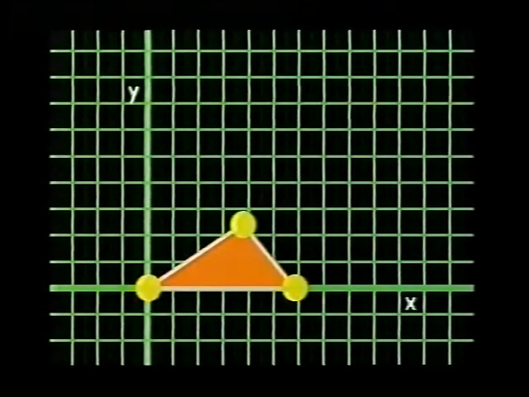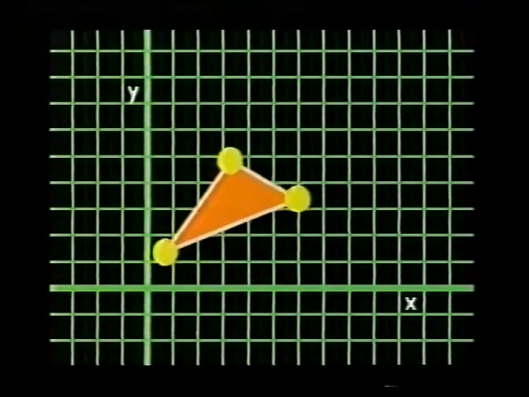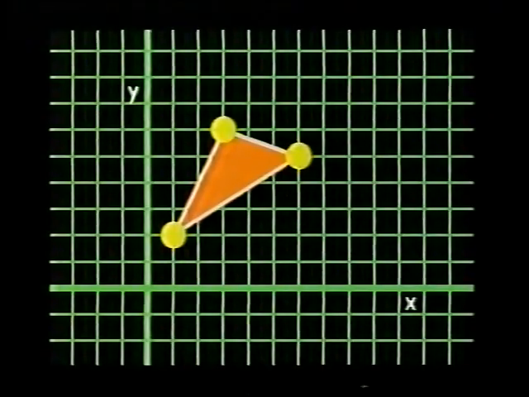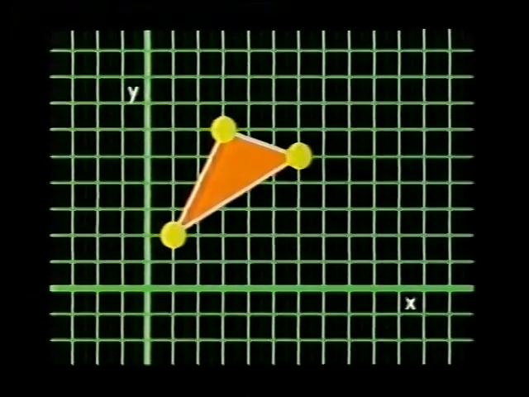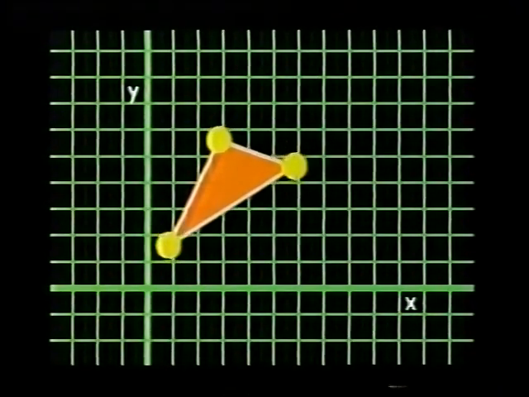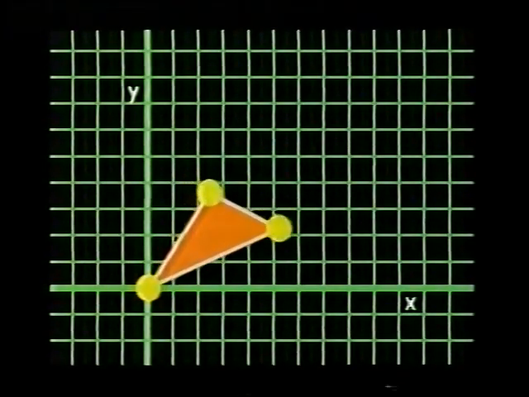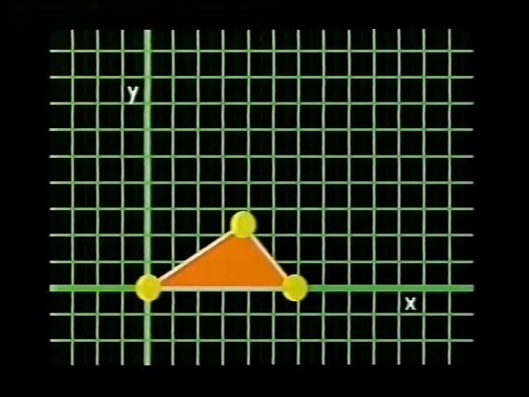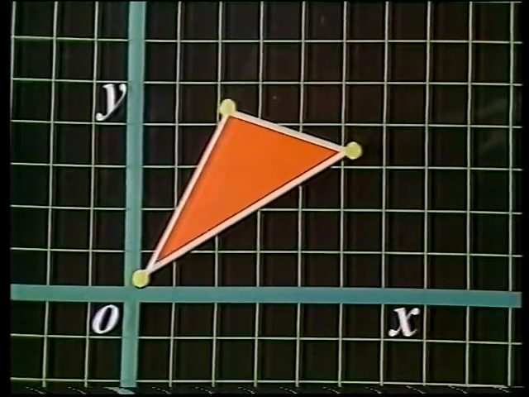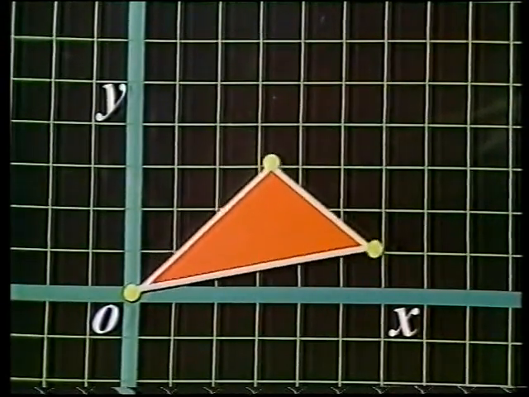But how can we get the triangle to this position from the original one? What transformations do we need? Well, let's do the movement in two stages. Firstly, let's get this vertex to the origin. We do this by applying a translation, like this. Now we want this edge to lie along the x-axis, and we can do that by applying a rotation. So the sequence of transformations that we need is first a translation, and then a rotation.